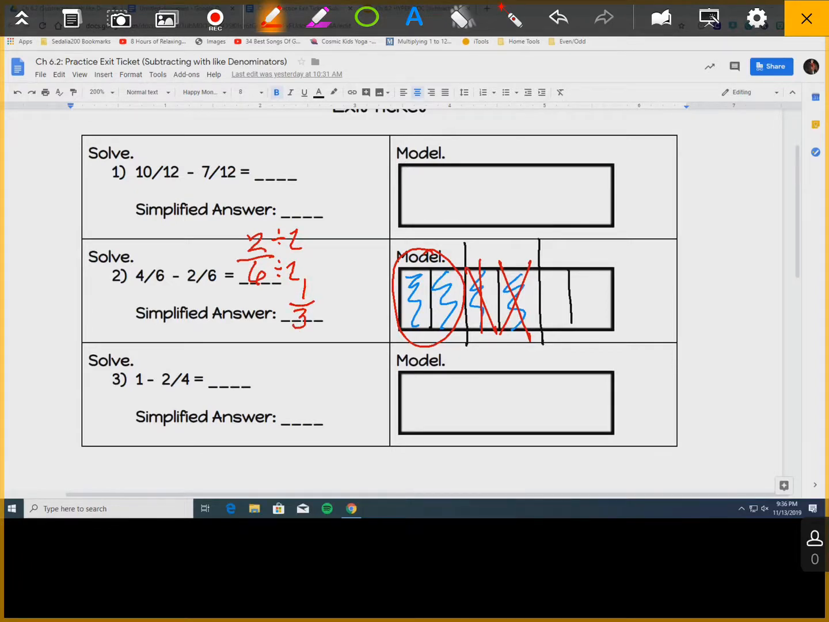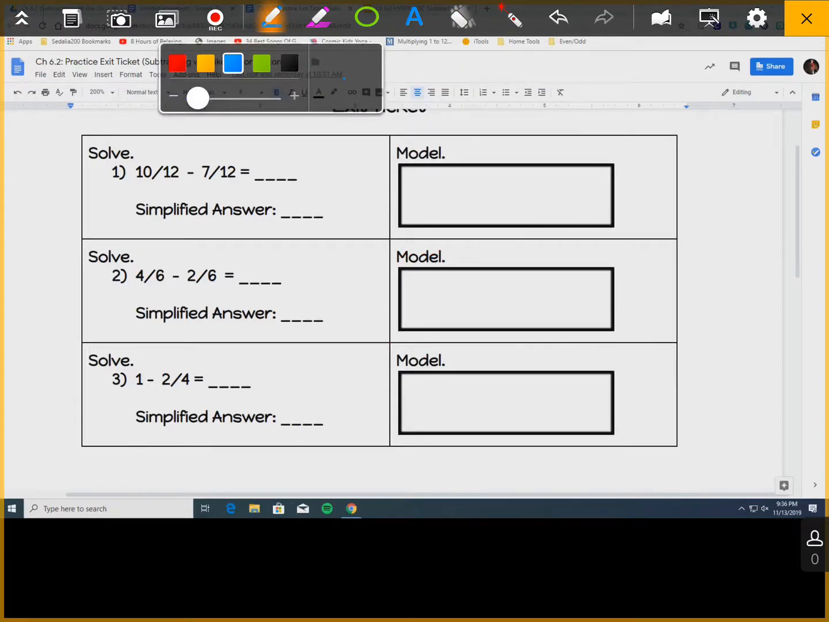Again, I divided the numerator and denominator by 2 because both of those numbers are multiples of 2. I can also look at my model and see that I'm grouping 2 pieces together to get thirds, and I have one of those thirds remaining. Last problem, number 3. I'm starting with 1 whole.